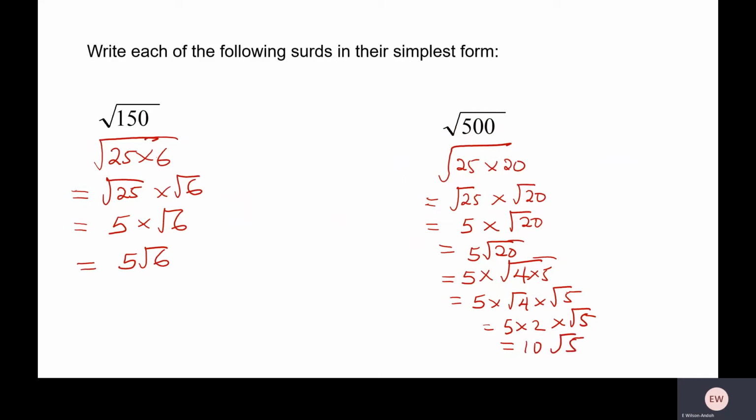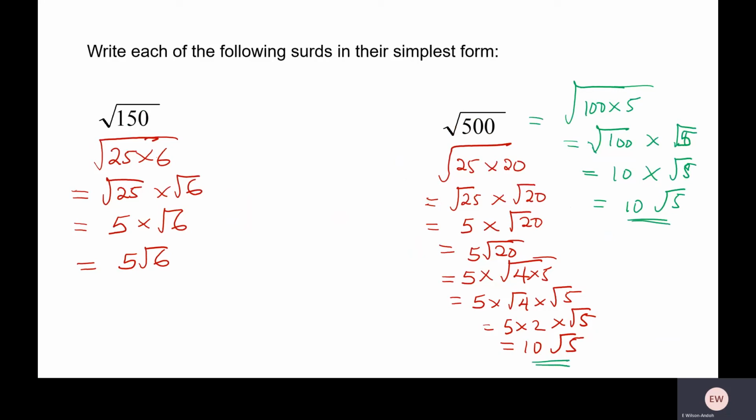Now let's check using a different square number. So root 500 can be written as root of 100 times 5, because 100 is a square number. So we write this as root 100 times root 5. And root 100 is equal to 10. So we have 10 times root 5, which is equal to 10 root 5. And this answer is the same as the answer we got down there.